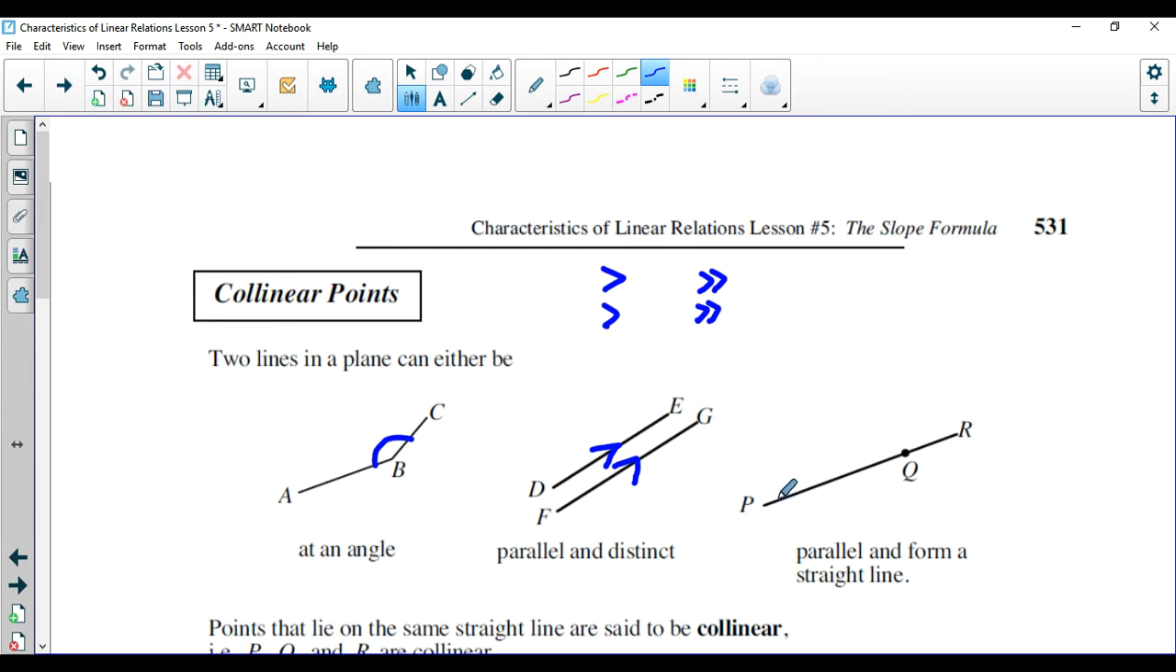Now the third case is you could have 2 line segments, line segment PQ and line segment QR. These line segments form a single line. If you have points that are part of the same line, we can say those points are collinear. So P, Q, and R are collinear because they all fall on the exact same line.